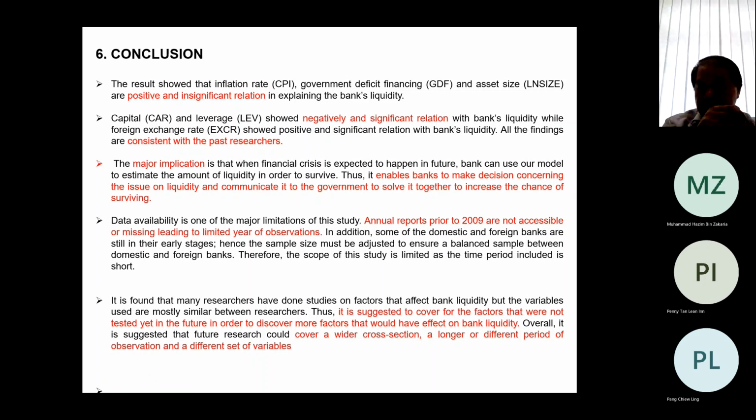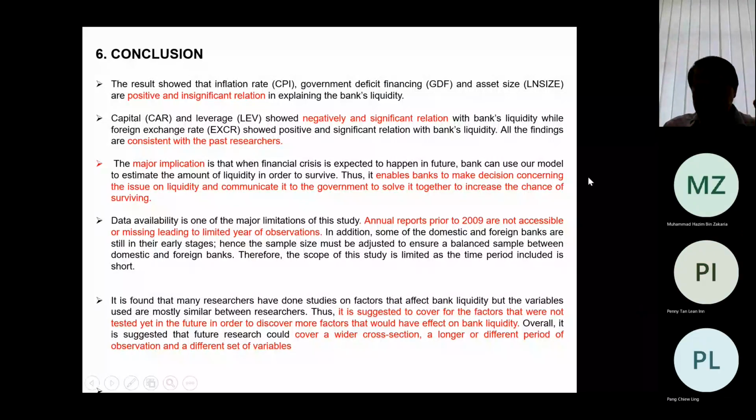Okay? And the major implication for this particular one is expected to happen in future. If let's say financial crisis come again, this particular one will happen. The financial crisis happened, that means the liquidity problem will come in again. Therefore, this particular case is to enable the bank to make decision. The bank had to make decision first because they already gone through two cycles. So more or less they know what they expect in case another crisis happen again. Therefore, the bank need to take back precaution.